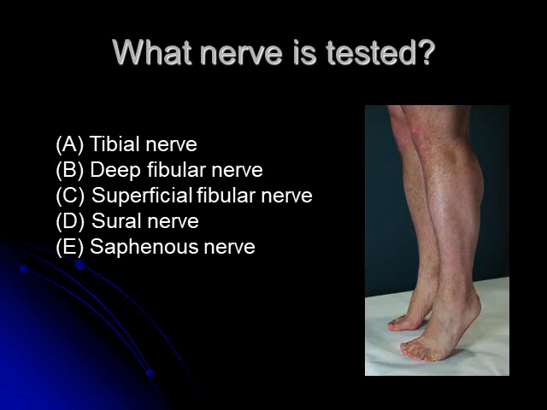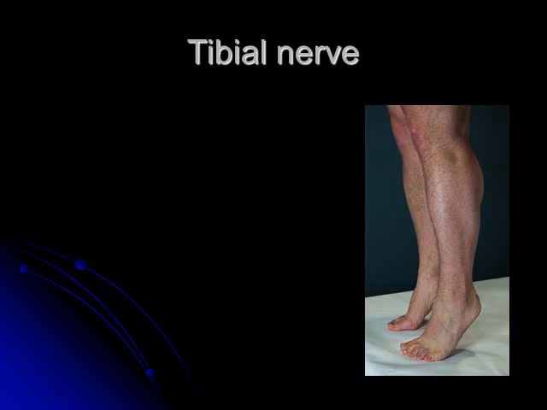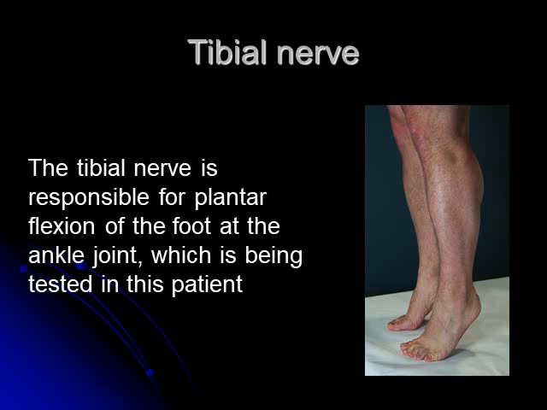What nerve is tested in this patient? The movement the patient is doing is plantar flexion at the ankle joint, which is done by the muscles in the posterior compartment of the leg, supplied by the tibial nerve. The tibial nerve is responsible for plantar flexion of the foot at the ankle joint, which is being tested in this patient. Thank you.